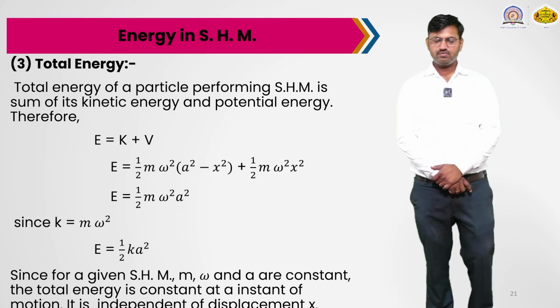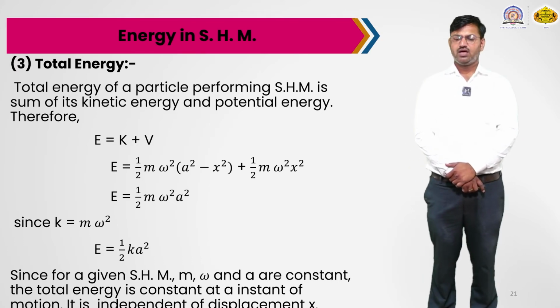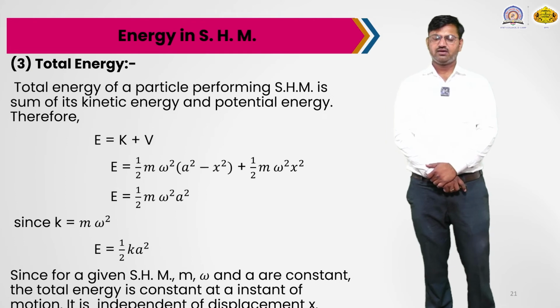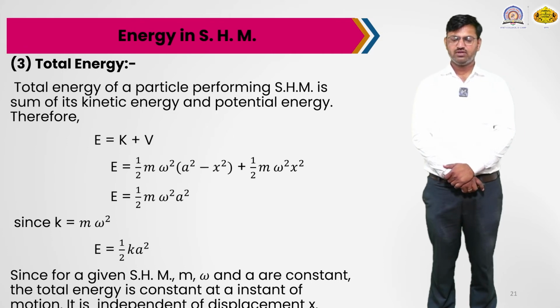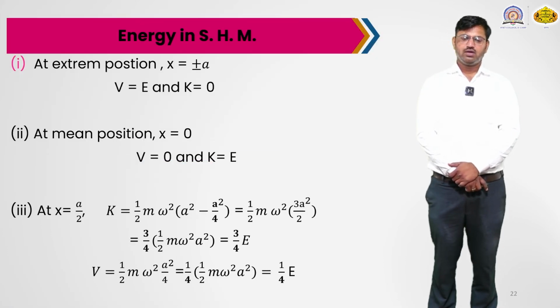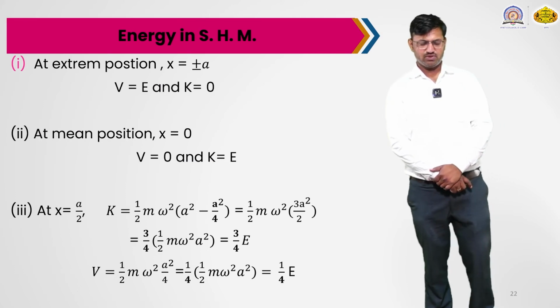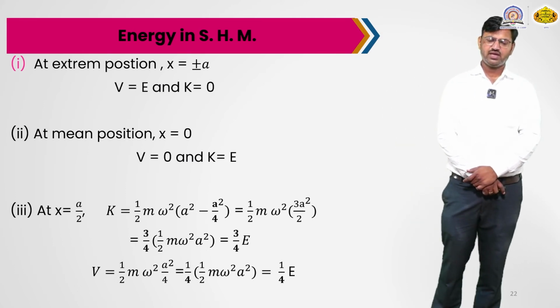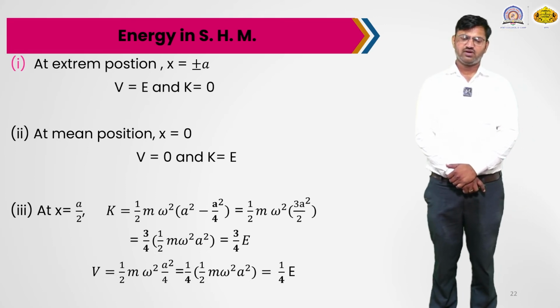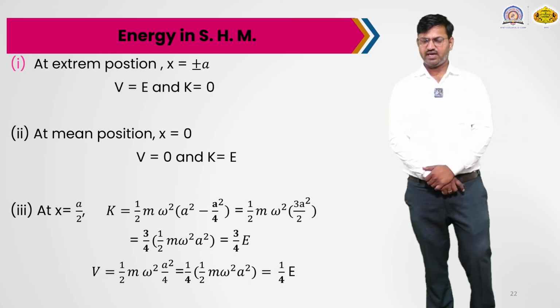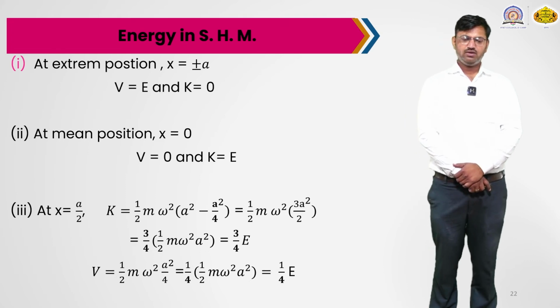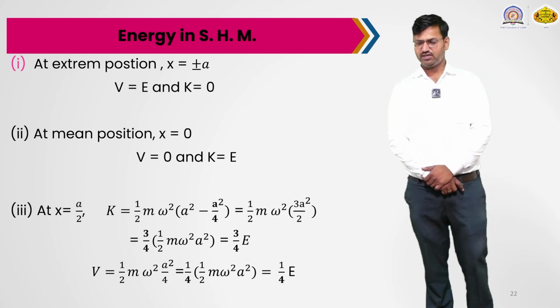Since for a given simple harmonic motion m, omega and a are constant, the total energy is constant at any instant of simple harmonic motion. First, at extreme positions, suppose the particle is at the extreme position, x is equal to plus or minus a. Therefore, potential energy is equal to the total energy E and kinetic energy will be 0. The particle in the mean position, therefore x is equal to 0. The potential energy is 0 and kinetic energy is equal to total energy E.